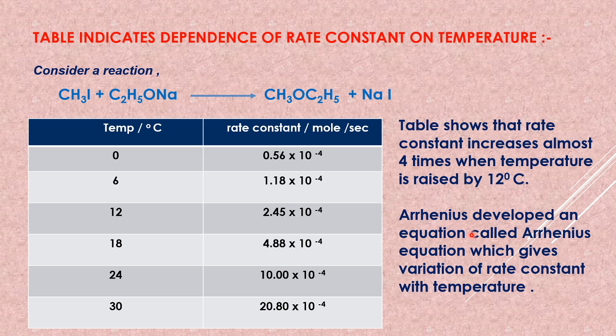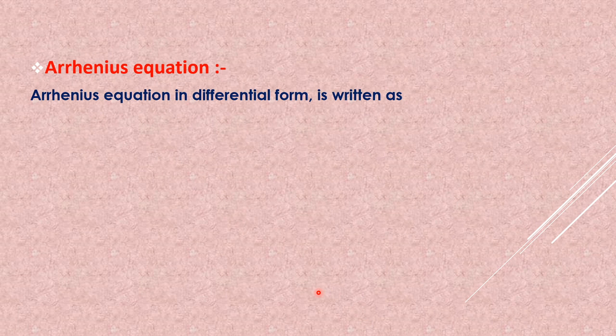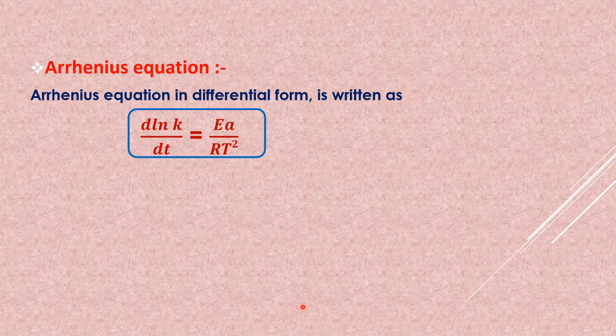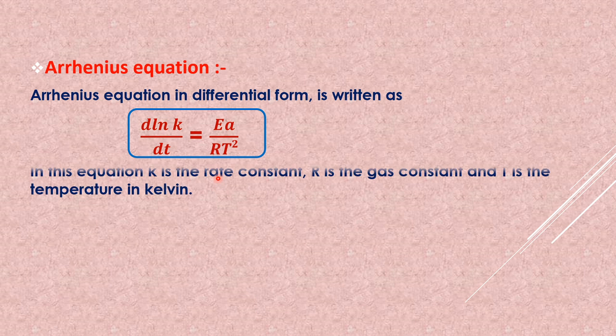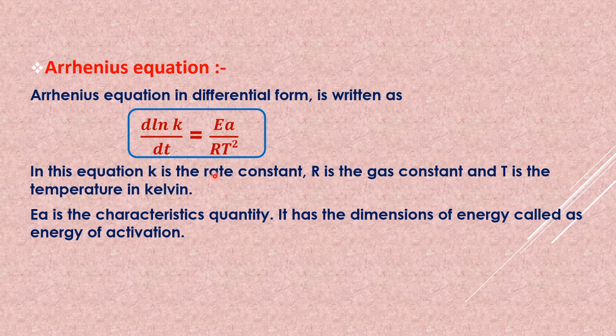Let me see this Arrhenius equation. In differential form it is written as d ln k divided by dT is equal to Ea upon RT squared. In this equation, k is the rate constant, R is the gas constant, and T is the temperature in Kelvin.